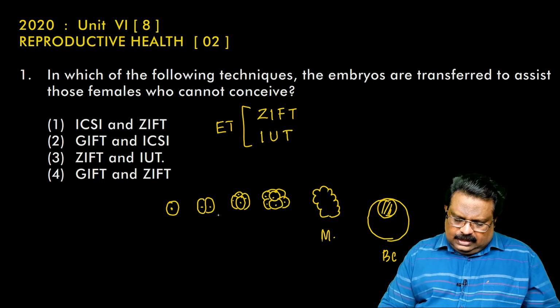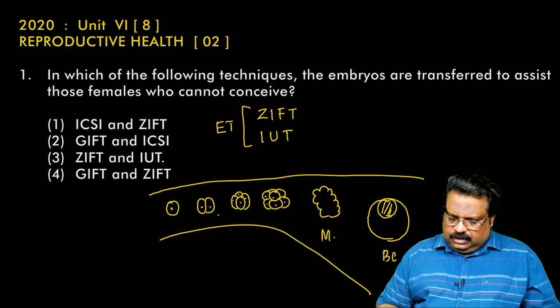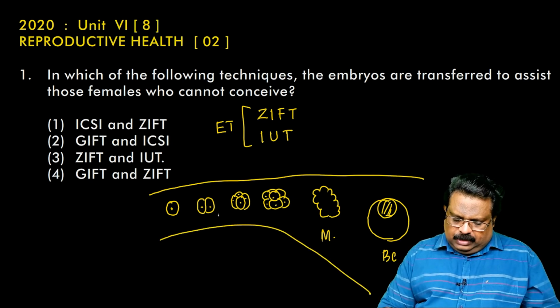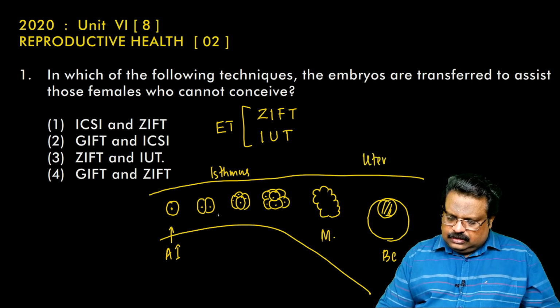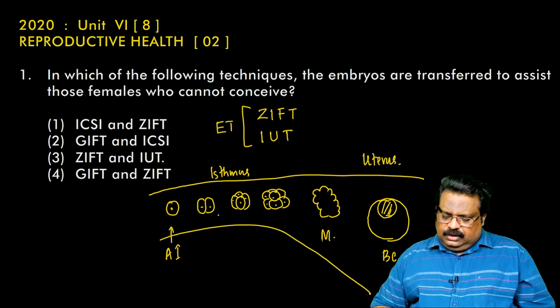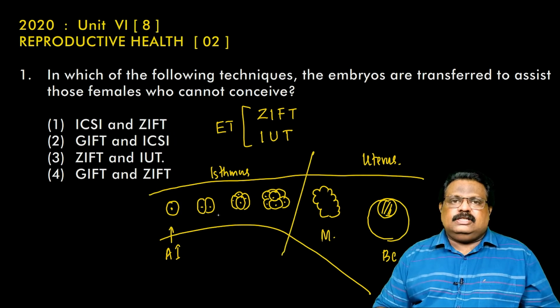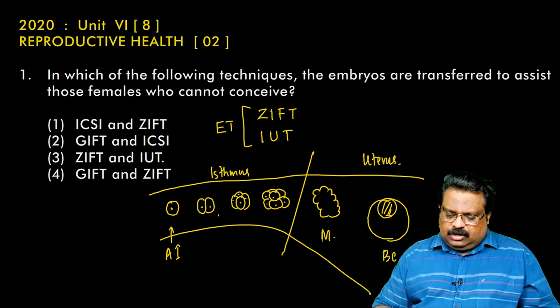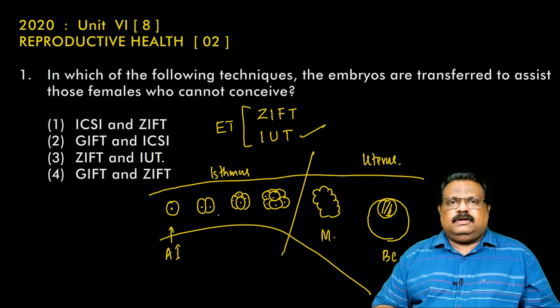So here you can see that inside the fallopian tube, the ampullary isthmic junction is the area where fertilization takes place. Suppose this is the ampullary isthmic junction. So this is the isthmus and this is the uterus. Okay. So if an embryo of more than 8 blastomeres is to be transferred, it must be transported inside the uterus. That is called intrauterine transfer.